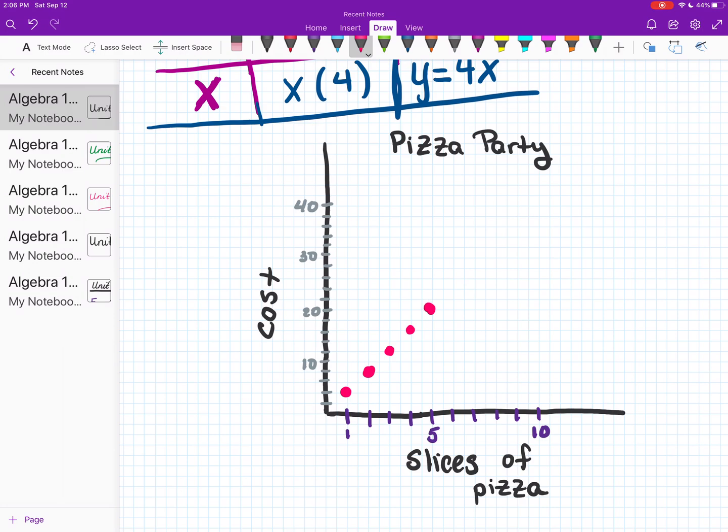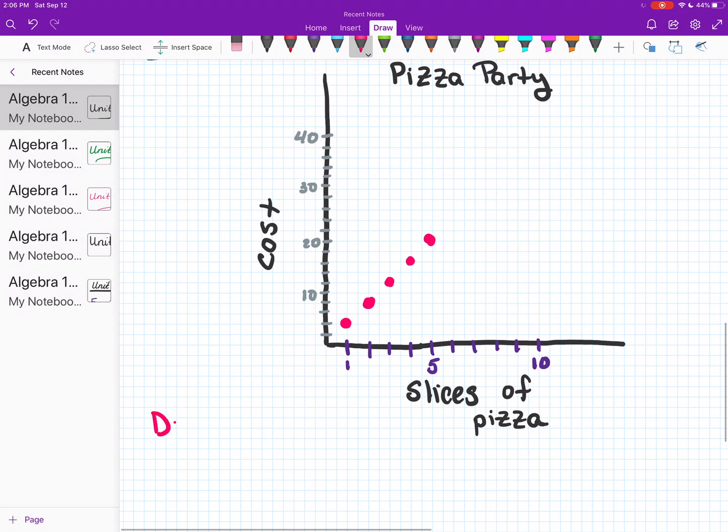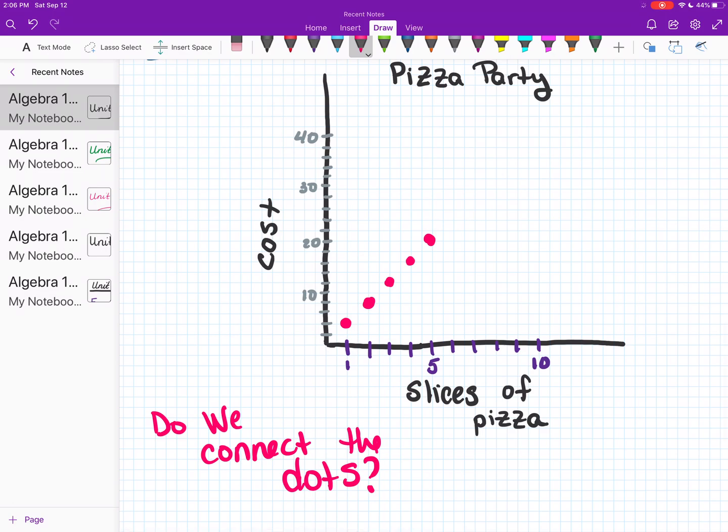Now here's the question. In real life, do we connect the dots? Think about what this is talking about. This is talking about slices of pizza. Could I buy half a slice? Yes, I could. So then I could put little dots in between here, right? But if I connect them, that means I could buy any size piece of pizza I want. I could buy a slice of pizza that's 1/16 of a slice. That doesn't happen in real life. So though we may connect this in a math problem, in real life, we don't.